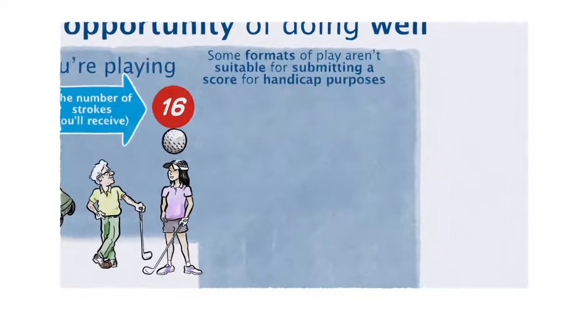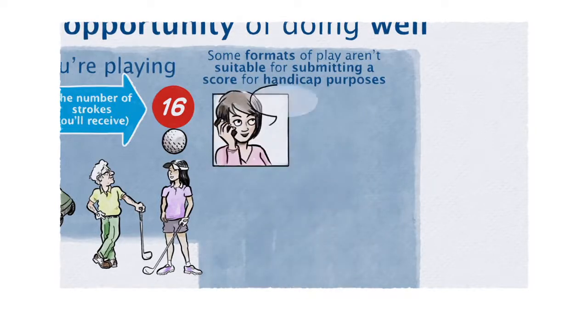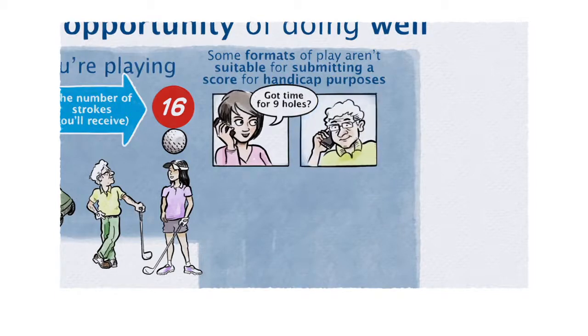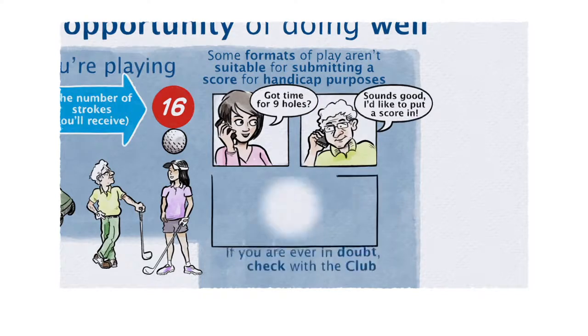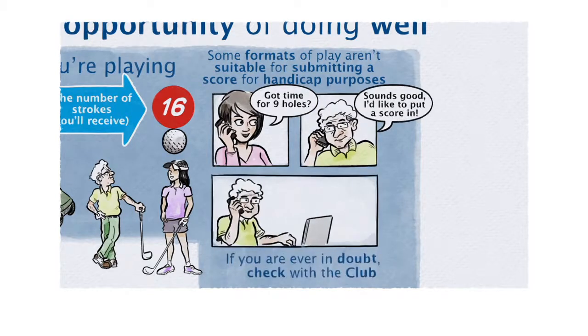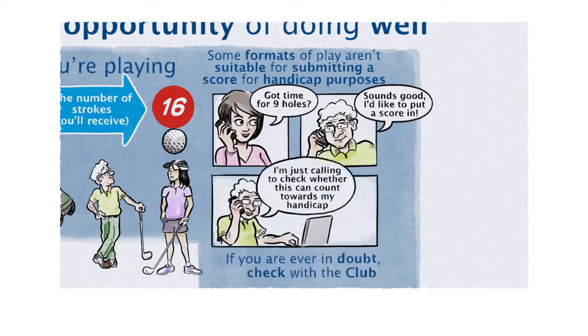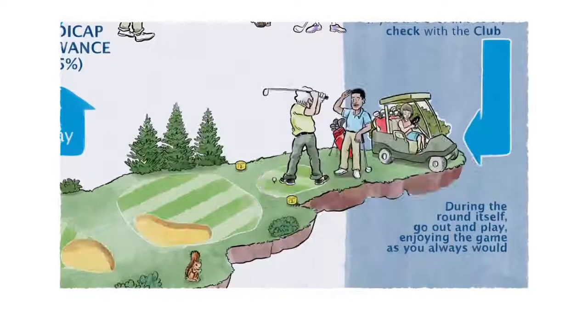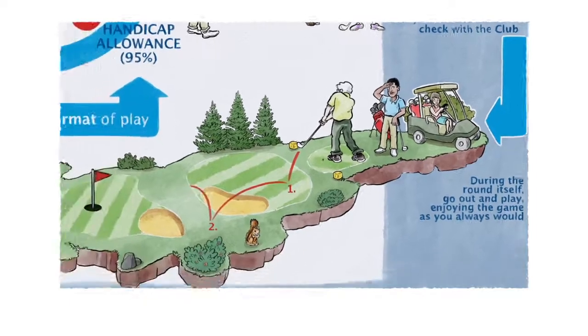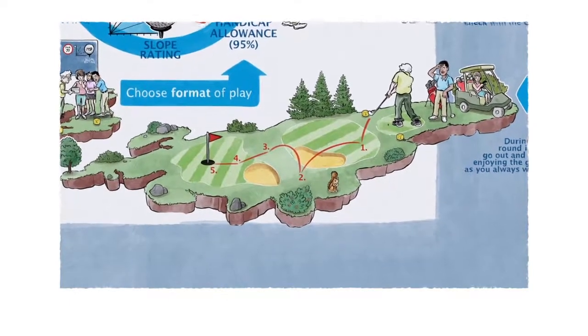Some formats of play aren't suitable for submitting a score for handicap purposes. If you're playing a round and would like to submit your score, you may need to check the procedures before you play. If you're ever in doubt about the rules and procedures relating to handicapping, check with the club where you're playing. During the round itself, go out and play, enjoying the game as you always would.